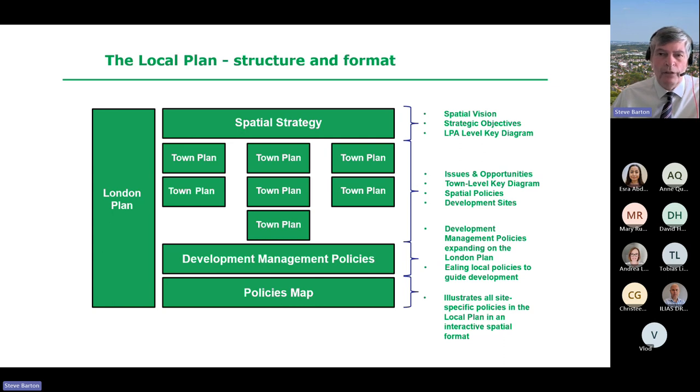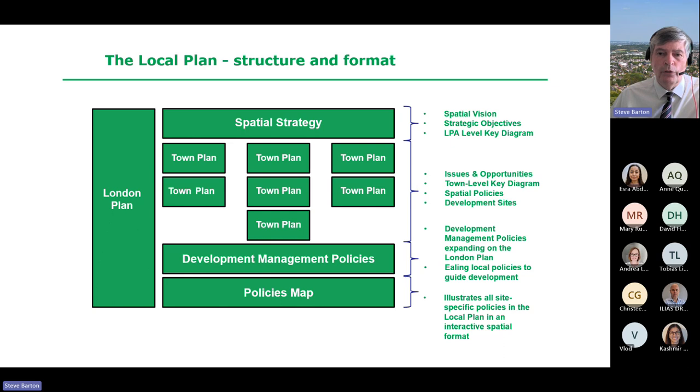The plan itself then is divided into five broad chapters. The first two provide context and set the scene and show the relationship of the local plan with the council plan. Chapter three sets out the spatial strategy, the spatial vision and associated objectives that provide the golden thread throughout the local plan. Chapter four is very much where the bulk of the information lies. These are the seven town plans, and we're going to talk about two of those today.